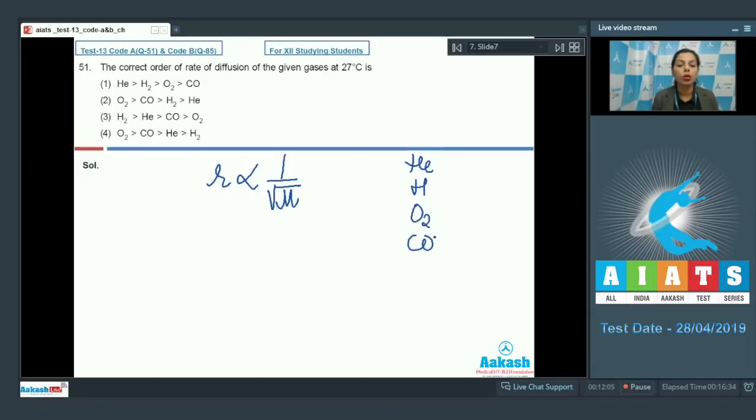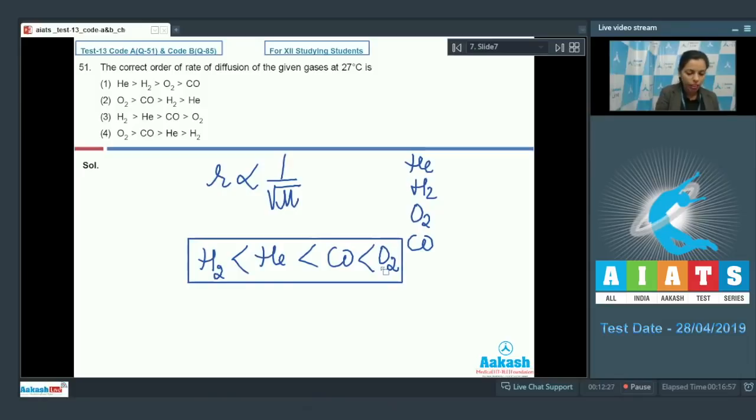Let me arrange them in the increasing order of their molecular masses. So if I talk about hydrogen, it would be at the first position, with the least molecular mass. Then there would be the turn for helium, then CO would be there, and after that there should be oxygen. This is the order of increasing molecular mass.